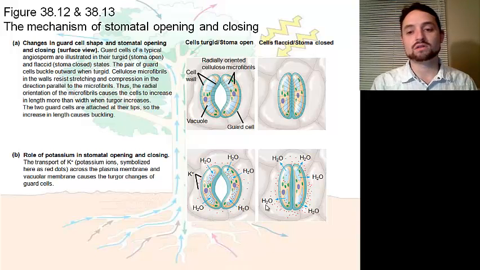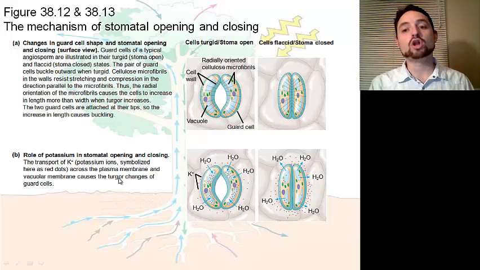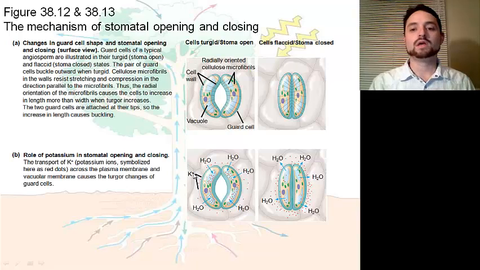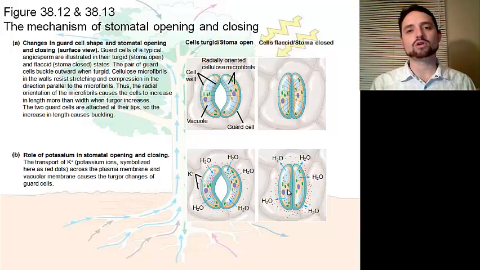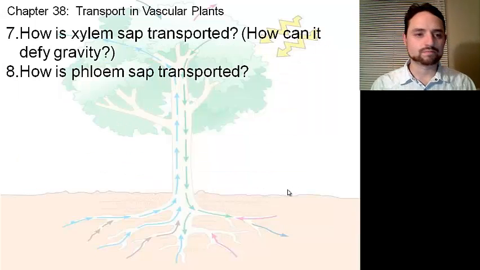Whenever the leaf or the plant is wanting to close that stomata, it'll close it by pumping potassium ions out. As the potassium ions are pumped out, water goes with it, because you're decreasing the solute potential, or technically increasing it depending on how you look at it, because it makes the number less negative. And water goes with it, and that causes the guard cells to become flaccid, and thus they close.